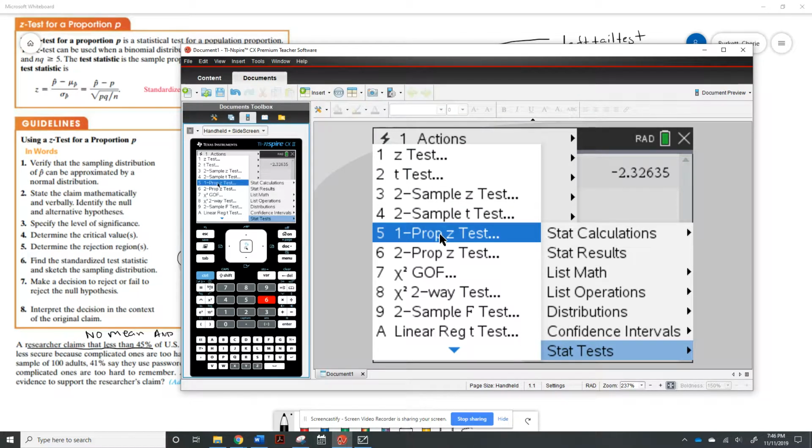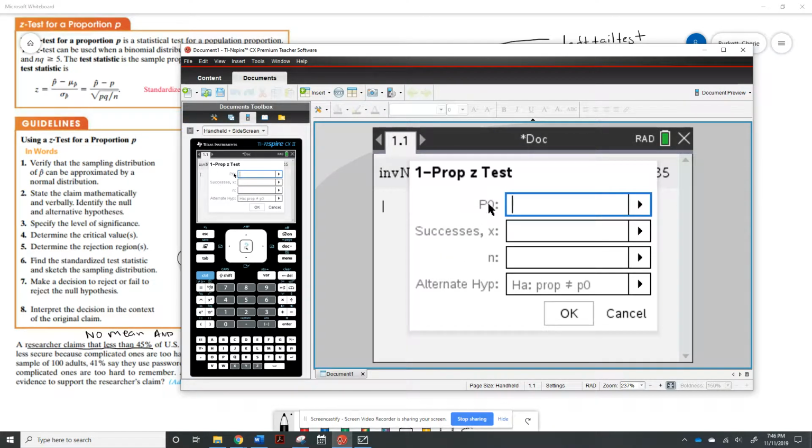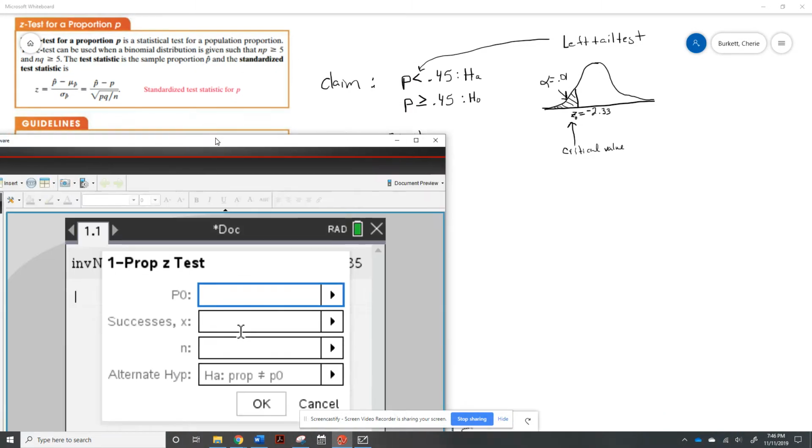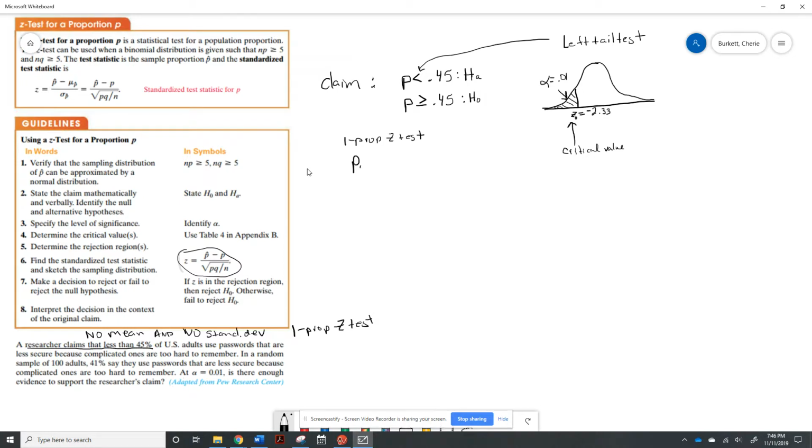Z test. Oh, my dog is chewing his toy up. Okay, so this says it wants the p-value for my claim. That's what that's saying, the p-value for my claim. It wants the number of successes, and it wants the total number of trials. Okay, so let's see if I can put all this over here. It wants my p-value. Well, that's easy. My p-value is 0.45.